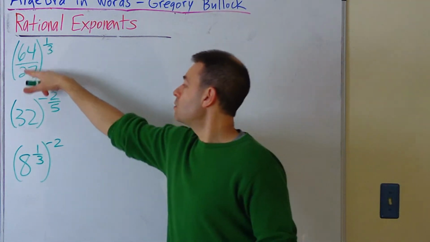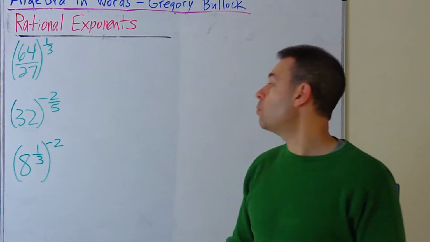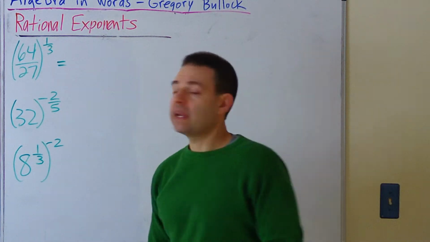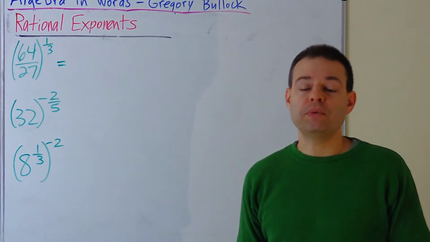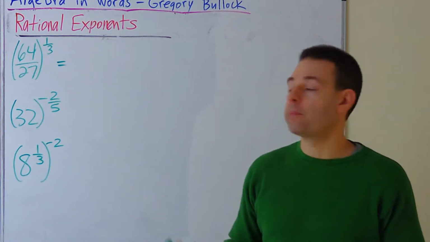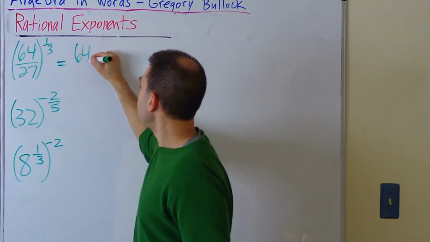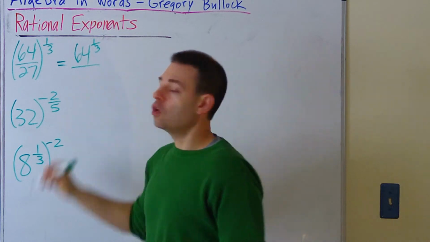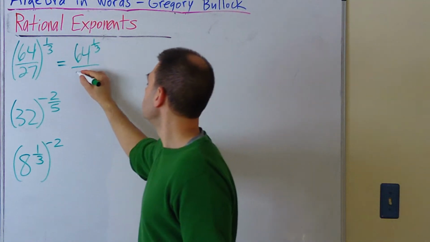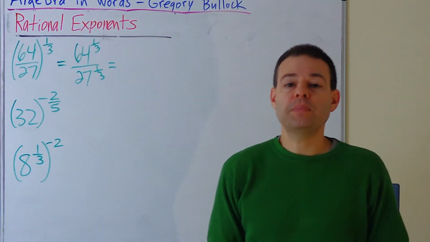Now, since the base is a fraction itself, that's fine. What you may want to think of, and I'll actually write it here, is to distribute the rational exponent to the numerator and denominator of the base. So if it helps you, think of it like 64 to the 1/3 over 27 to the 1/3. And then do it piece by piece.